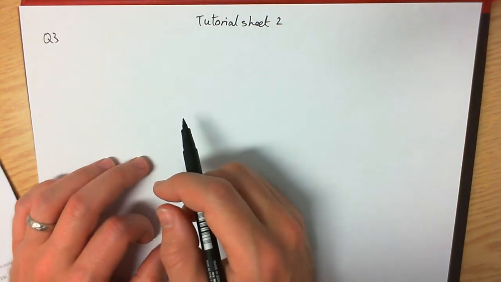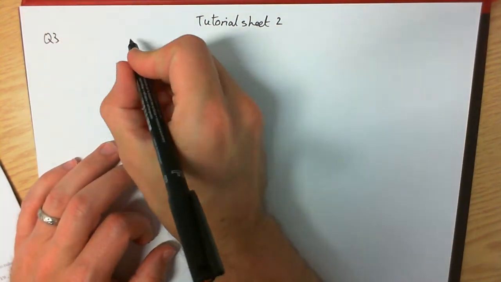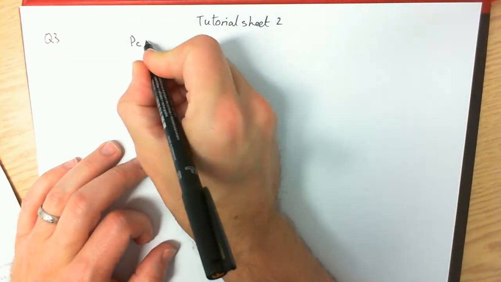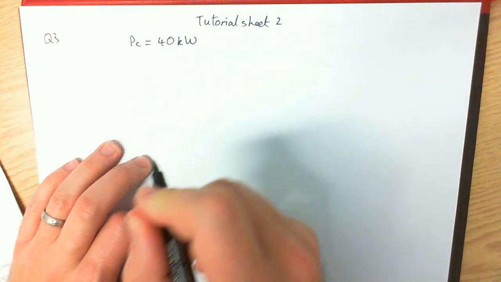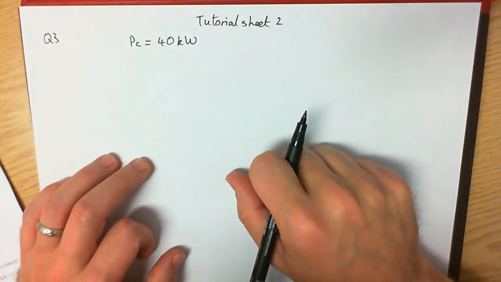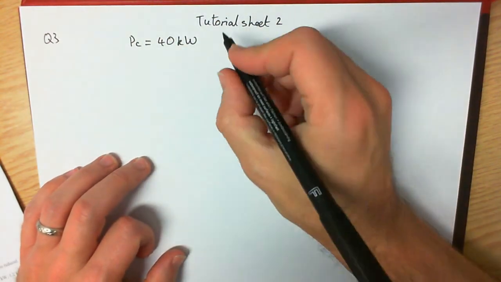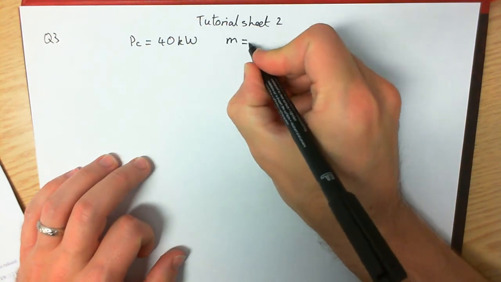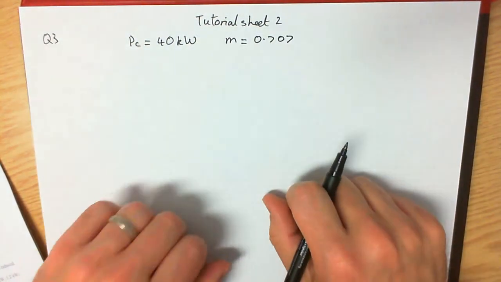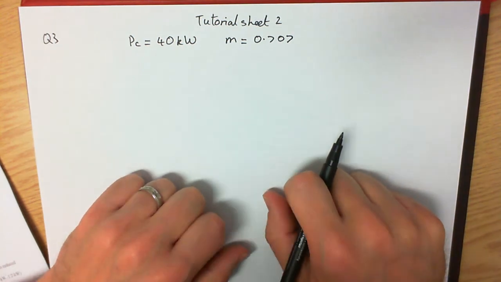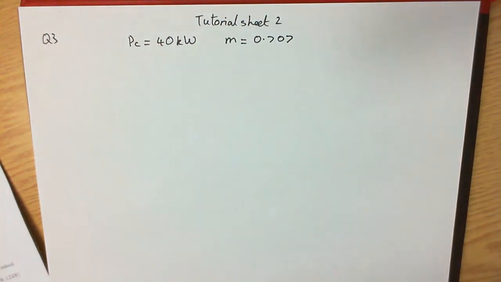So the first bit of useful information is that it tells us what the carrier power is, and that's 40 kilowatts. It also tells us what the modulation index is, 0.707. So that's the information that we need, and that's all the information we've been given for the question.